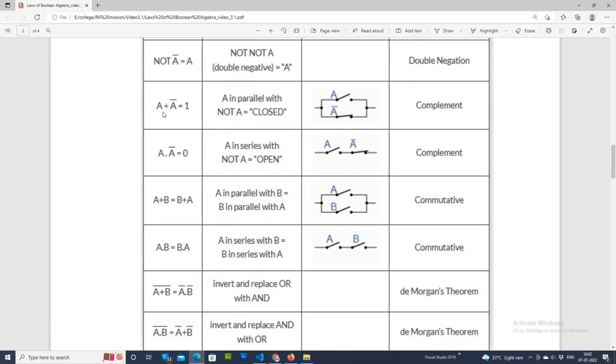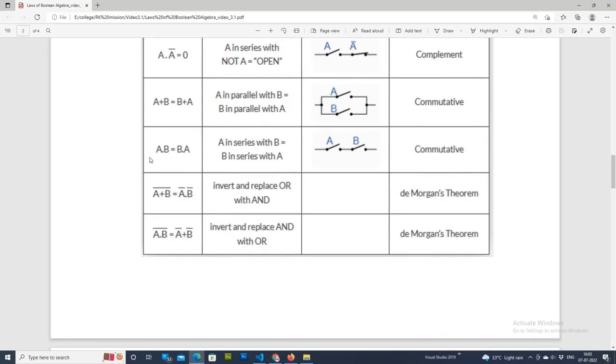So A plus A bar equals 1. A in parallel with not A equals closed. Here it is closed, it's the complement. Okay, A dot A bar equals 0. A in series with not A equals open. You see, it is not in series, so it's open and it's also a complement.